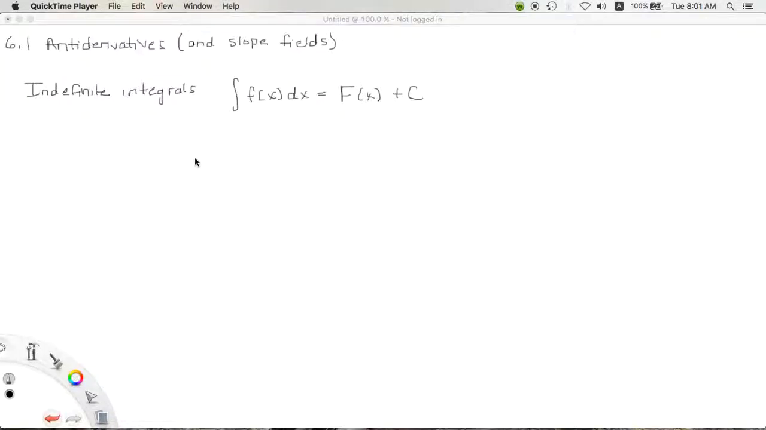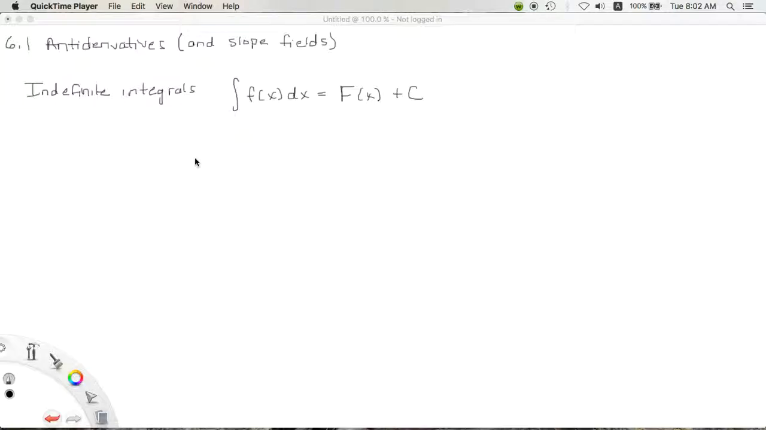Section 6.1 talks about antiderivatives and slope fields. We did an activity in class to introduce slope fields to you, so I'm not going to address that in this lecture. In this lecture I'm going to talk about indefinite integrals and how we use our antiderivatives to get those.